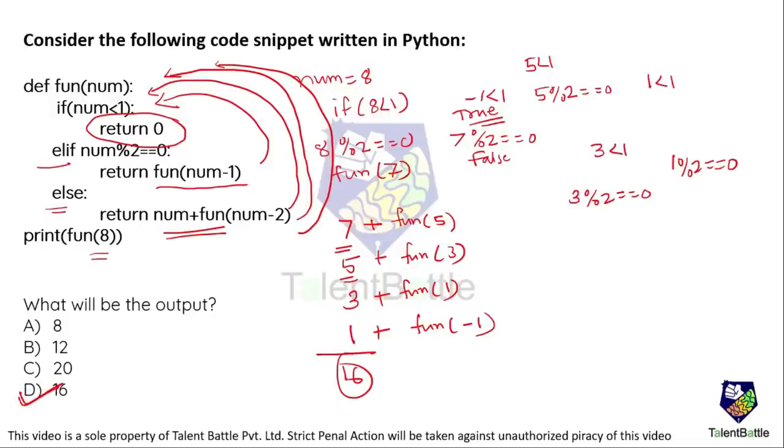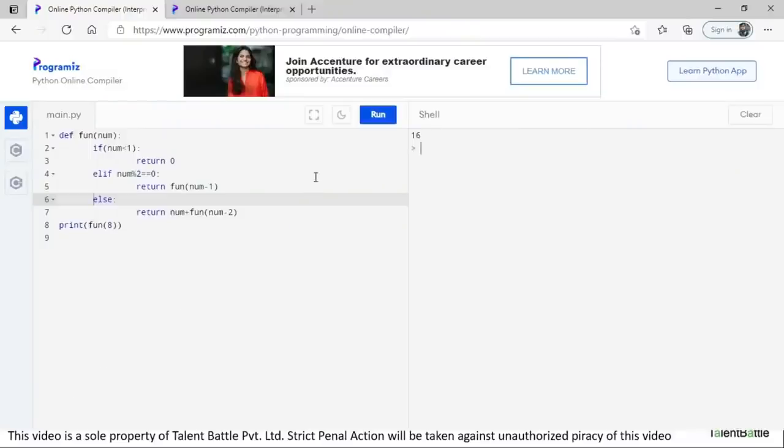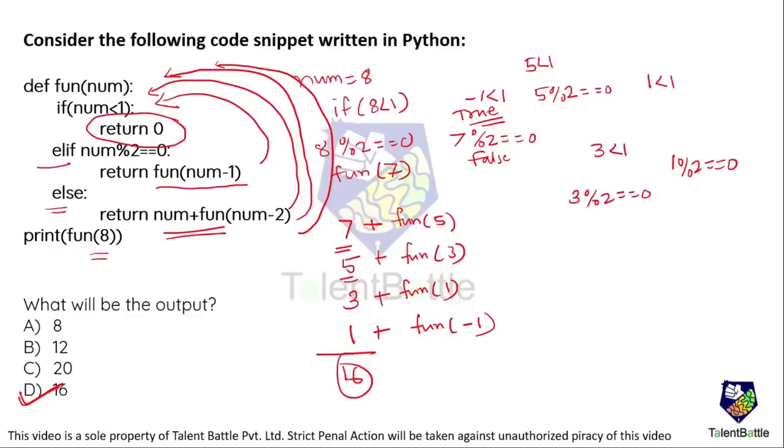So if I check the output on the compiler, you can identify here the same program ported. And if I execute this, I got the output as 16. Okay, so moving towards the next question.